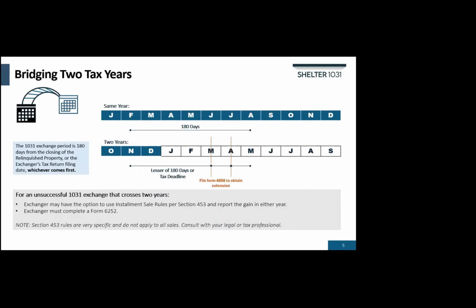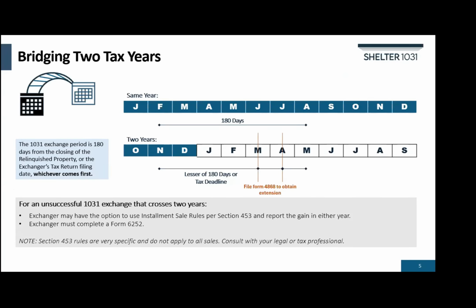Let's start with what happens when your 1031 exchange begins in one year and ends in another. As a reminder, you have 180 days to close on the purchase of your replacement property. But if you sell in the later part of the year, say November, you actually need to file an extension to receive your full 180-day deadline. This is because technically your 180-day replacement period is cut short by your tax filing deadline. If you forget to file an extension, not only would you have late penalties on your taxes, but you would also forfeit your 1031 exchange.